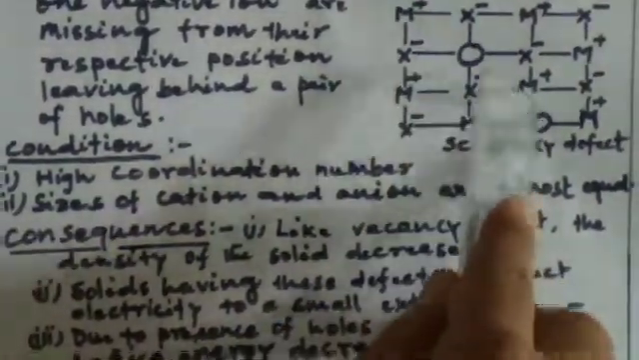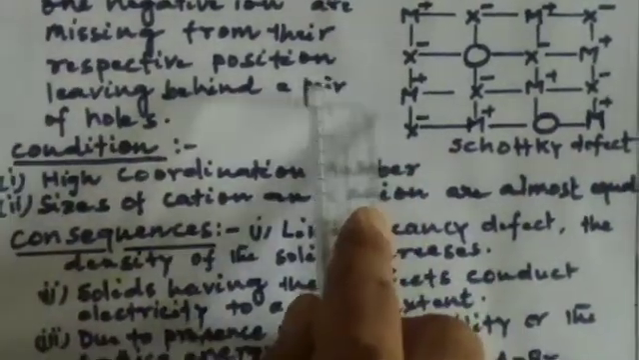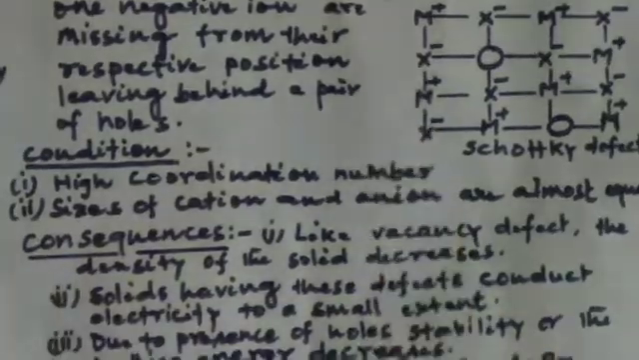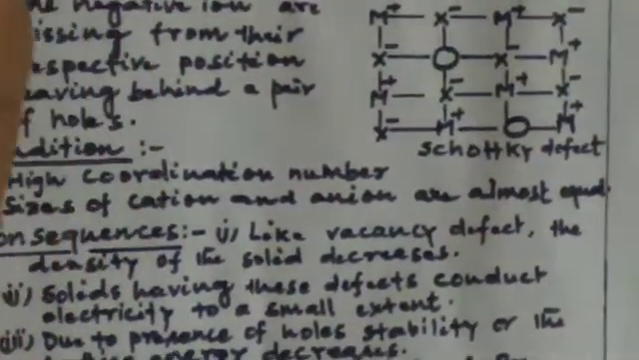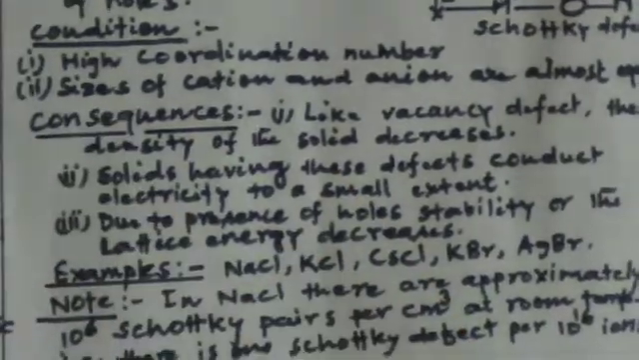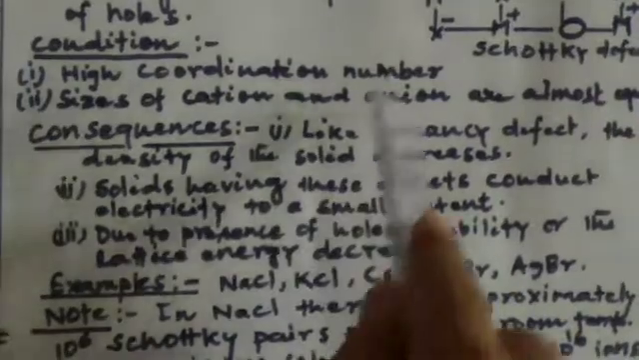Why? It is clear from the figure that cation and anion are missing, so there will be less mass. And density is what? It is the ratio of mass to volume. That means mass is decreasing, and our volume is the same, so the density will decrease. So Schottky defect is accompanied by a decrease in the density of solids. Second, a solid having this defect conducts electricity to a small extent.